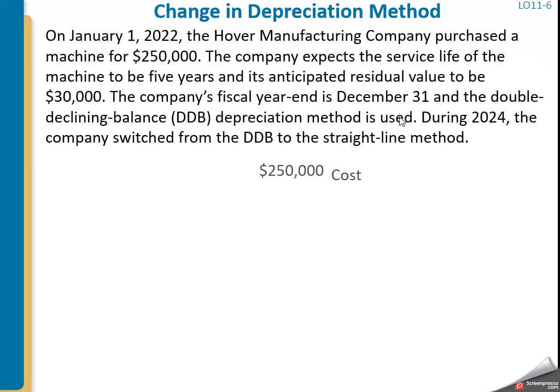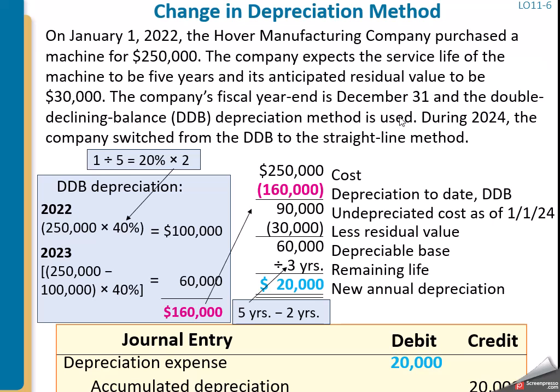We could also change which method we use. Say we are using the double declining balance method, and we've used that for 2 years. Then we're going to switch and go with straight line for the remainder. So we look at it to say, okay, we've already depreciated out 160,000 using our double declining balance. We've got 90,000 left. We think there's a $30,000 residual value, and then we divide that by the remaining 3 years and just depreciate the 20,000 each year. So that's what our journal entry would be.